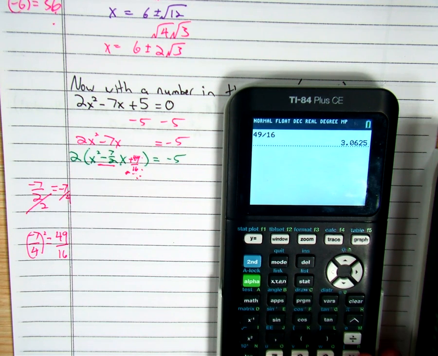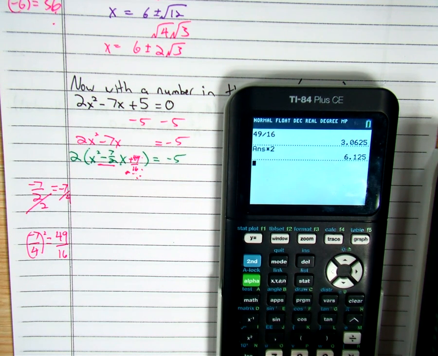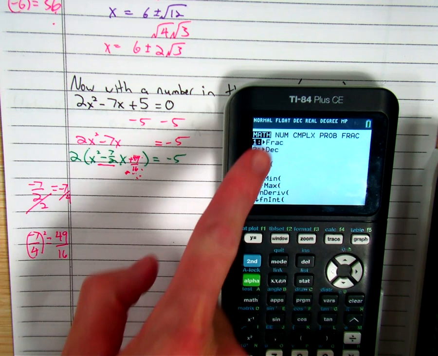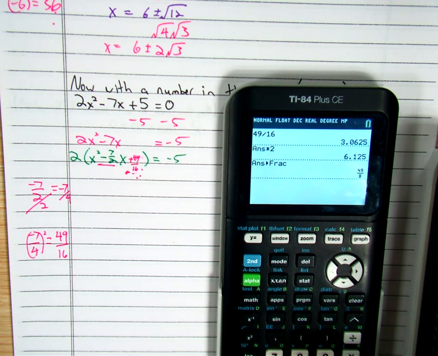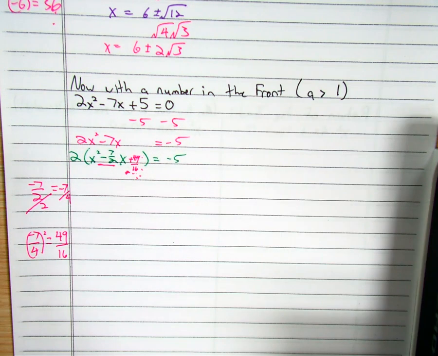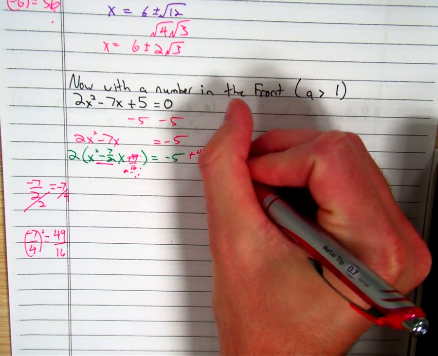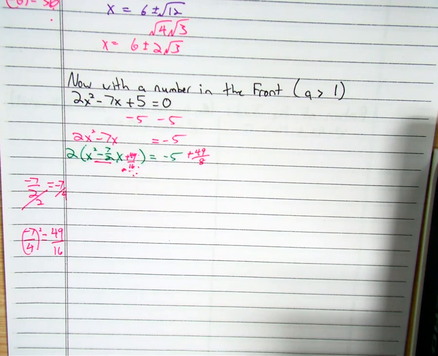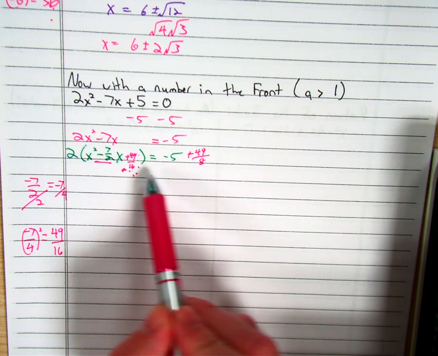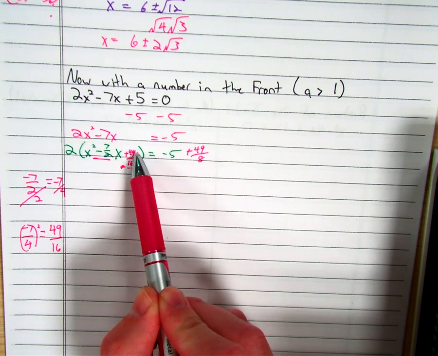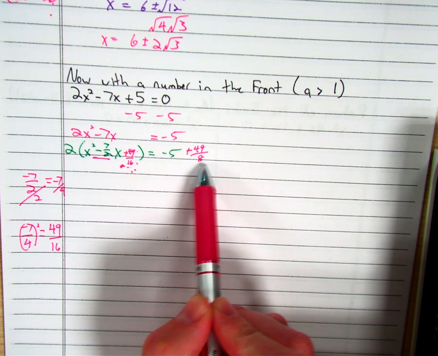49/16 times 2. Math frac, 49/8. So I'm going to go with the 49/8. That is a big thing, a difficult thing for a lot of kids to get through. How this is a plus 49/16 and that's a plus 49/8.